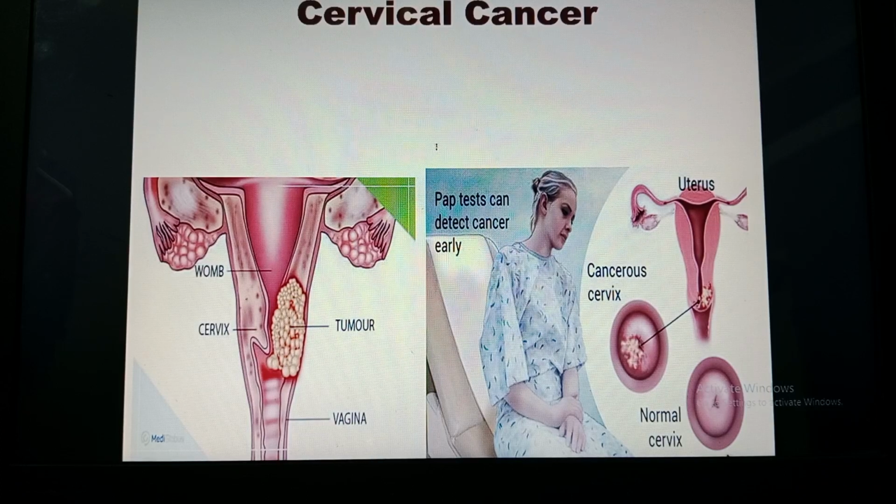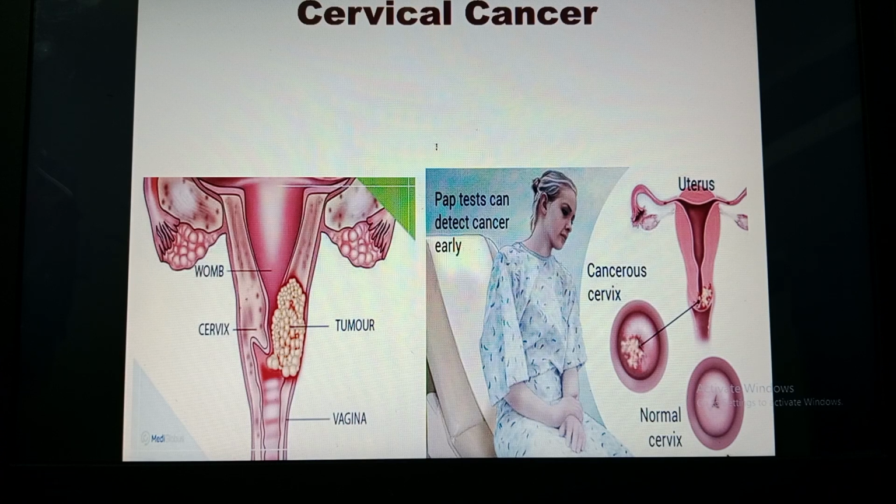Hello student, today I will be taking one of the gynecological disorders, that is cervical cancer. Obstetric and gynecological nursing is one of the major subjects for nursing students. So cervical cancer is a gynecological disorder.